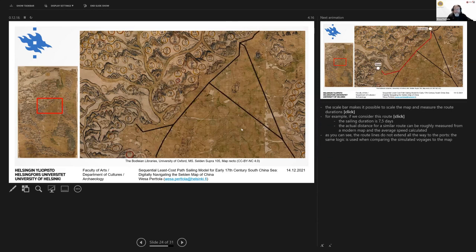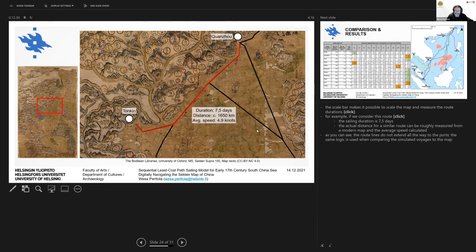If we, for example, consider this route, the sailing duration is 7.5 days. And the actual distance for a similar route can be roughly measured from a modern map and the average speed calculated. As you can see, the route lines do not extend all the way to the ports. The same logic is used when comparing the simulated voyages to the map.